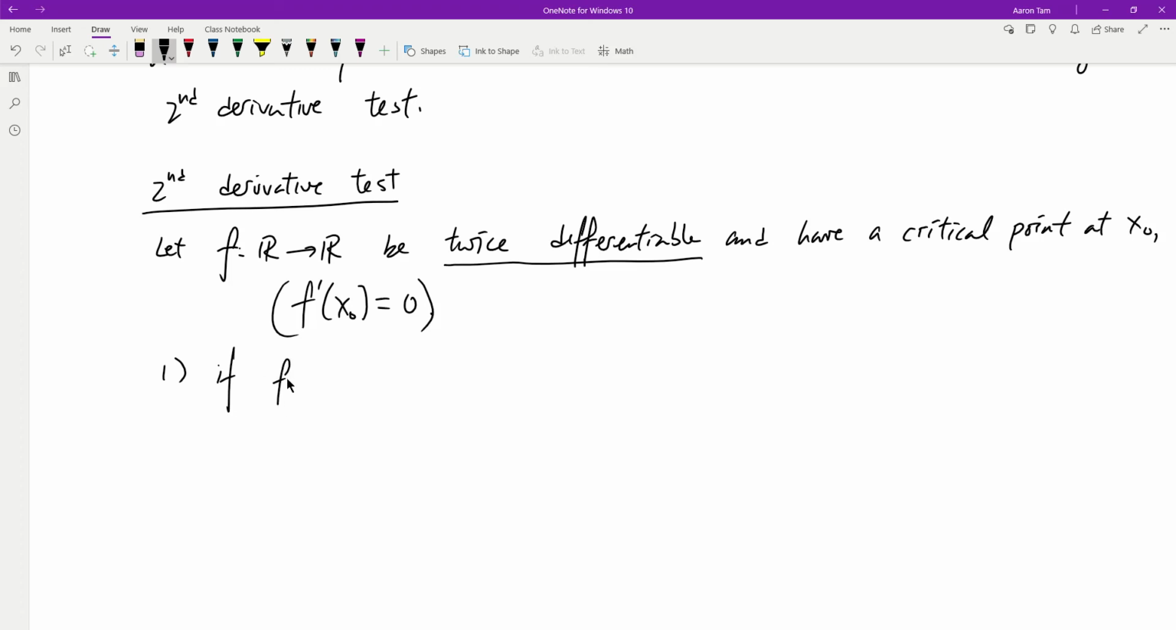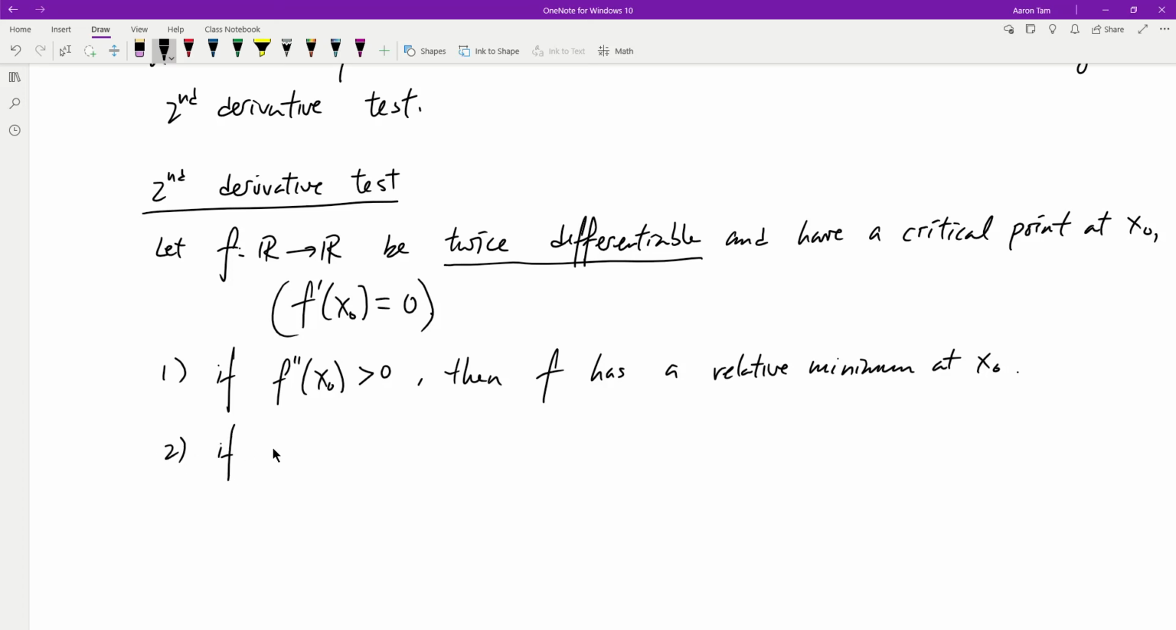If f double prime at x sub 0 is greater than 0, then f has a relative minimum at x sub 0. The reason why that is the case is because f double prime at x sub 0 being greater than 0 indicates that at x sub 0, the function is concave up. And if you have a critical point where the graph is concave up, then you must have a turning point where it goes from decreasing to increasing. That's the only way to fit a concave up curve. So therefore, we have a relative minimum.